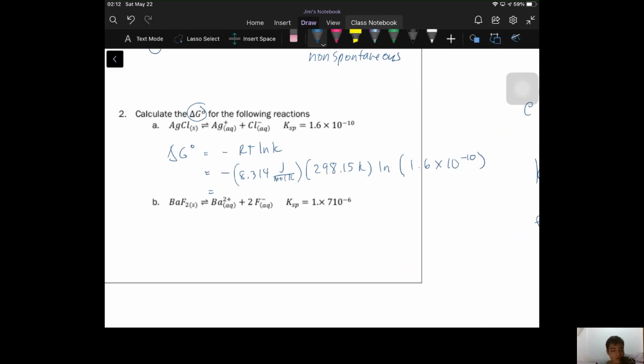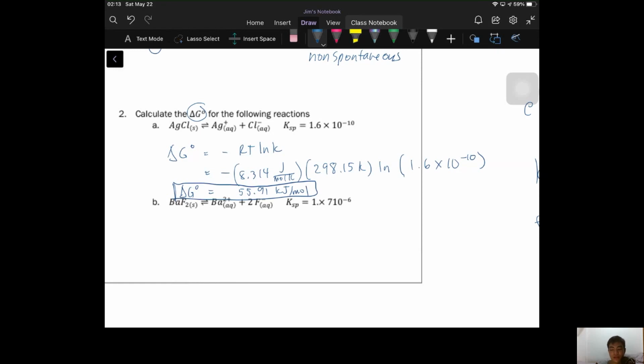So the delta G value is in kilojoules. This will be 55.91 kilojoule per mole. So that's the value of delta G naught. Okay. So yan yung value ng delta G naught.